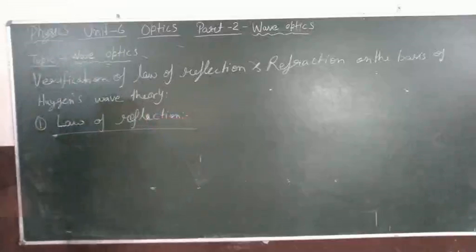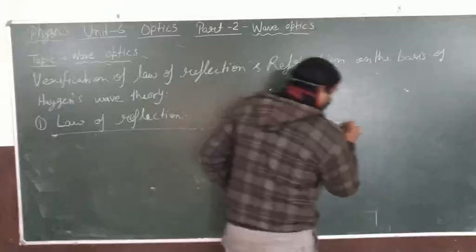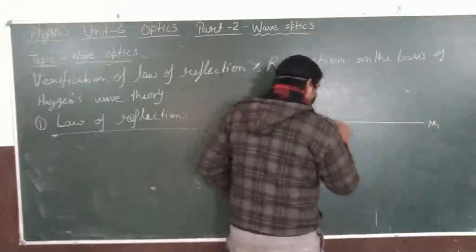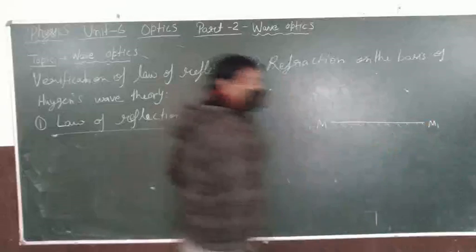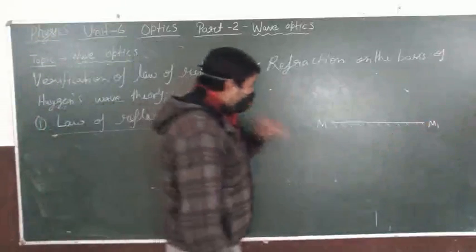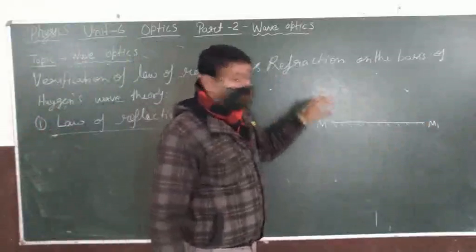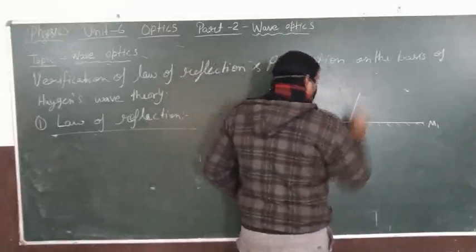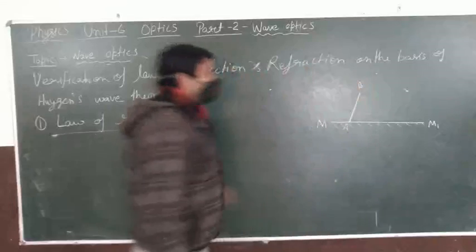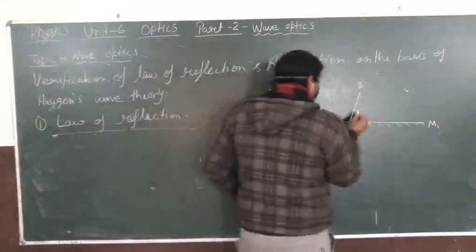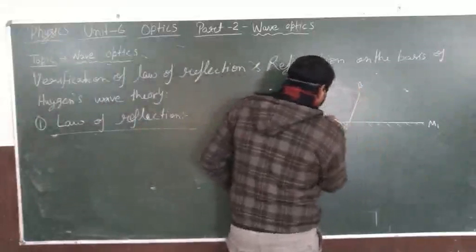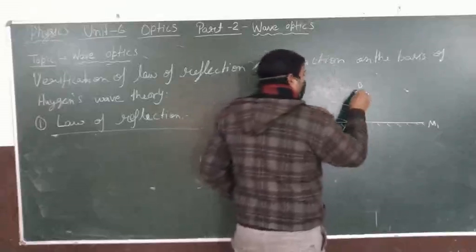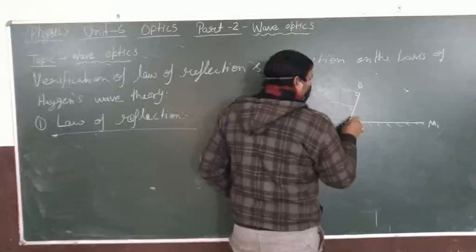Okay, now suppose we have a plane mirror, and a wavefront AB incident on the plane mirror at point A. B, this is the primary wavefront whose rays are all at 90 degrees at the initial point.